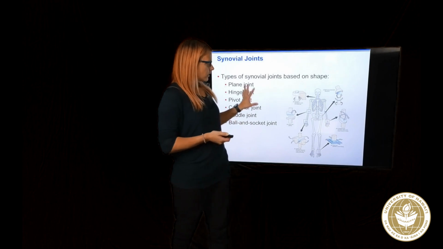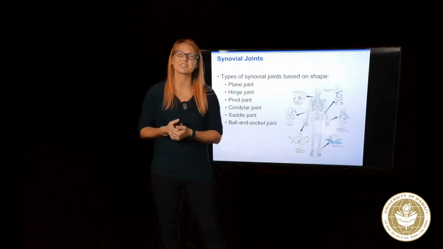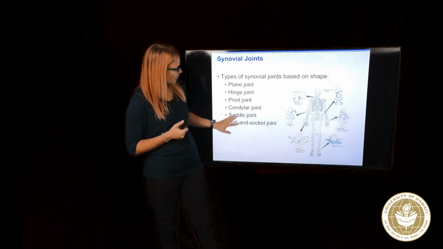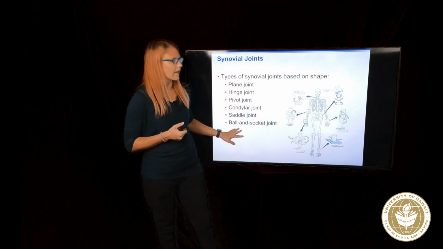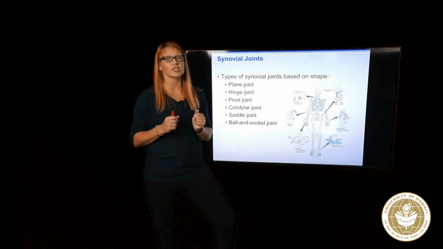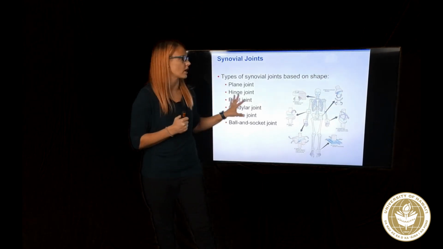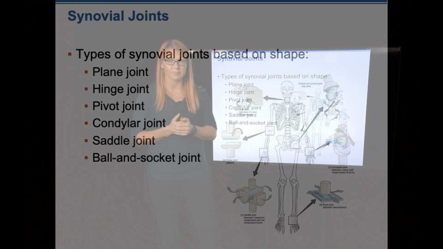So again, six different types of synovial joints based on the shape. The plane joint, hinge joint, pivot joint, condylar joint, saddle joint, and ball and socket joint. And again, check out, pretty sure it's figure 8.1 in your e-text. Does a really good job of summarizing this as well.